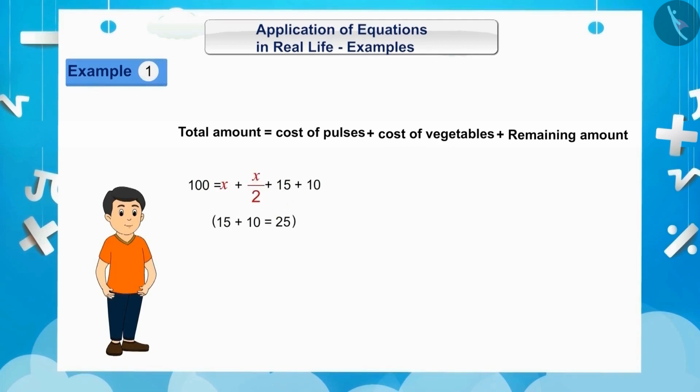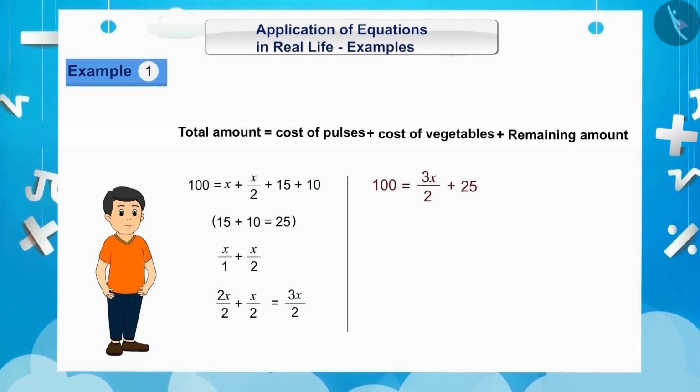Now, how do we add x and x by 2? We can show it like this. Take the LCM of 1 and 2 to get 2. Dividing and multiplying x by 1 by 2, we will get 2x by 2. Now, we can easily add 2x by 2 and x by 2. Taking x as common, we will get 3x by 2. So, our equation will be 100 is equal to 3x by 2 plus 25.